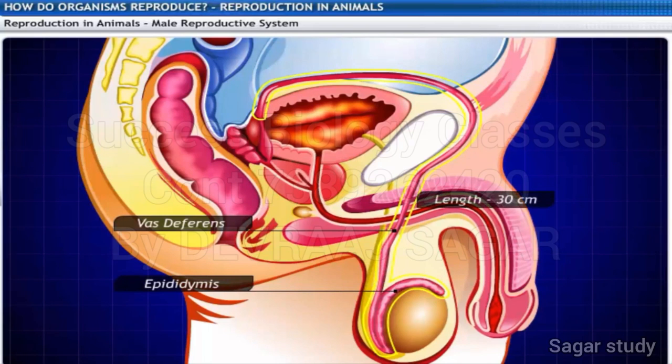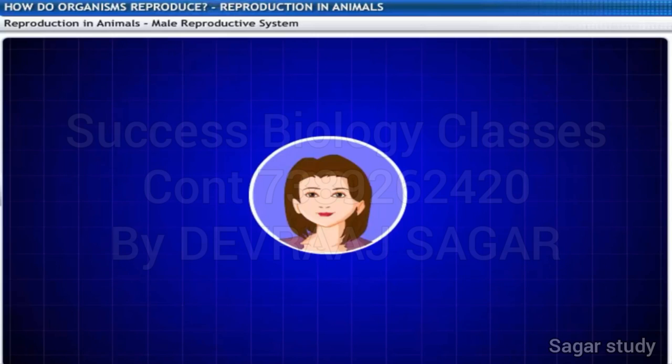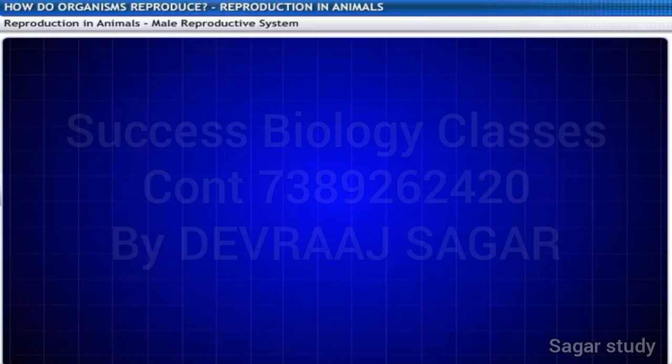The length of the tube is about 30 centimeters and it is muscular. The muscles in the walls help to propel the sperm forward. What secretions are made by the glands?